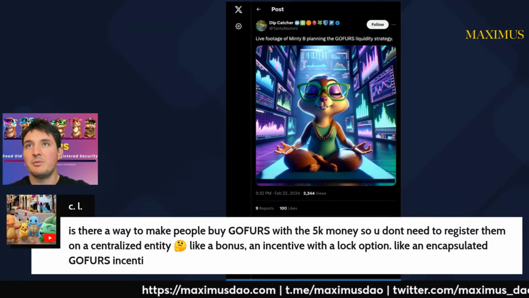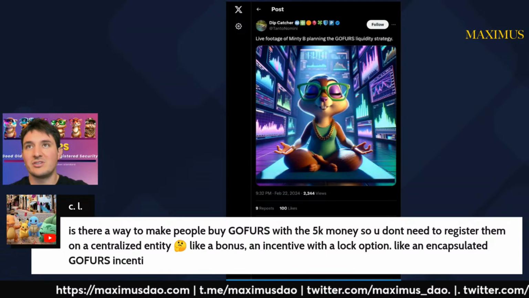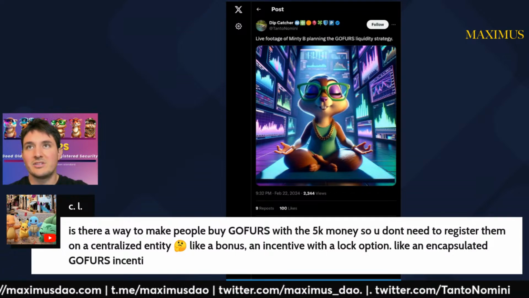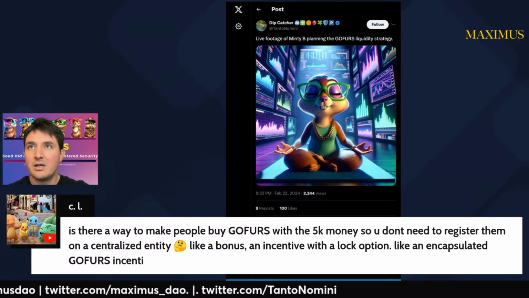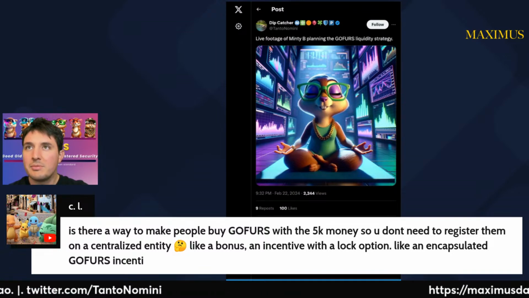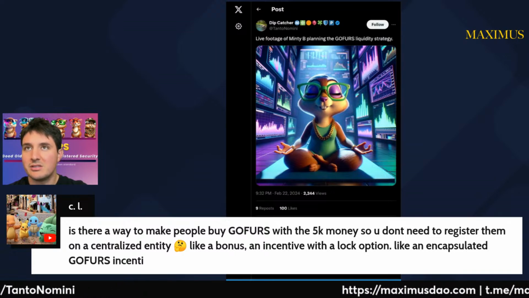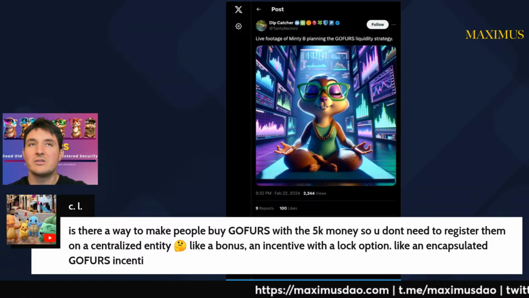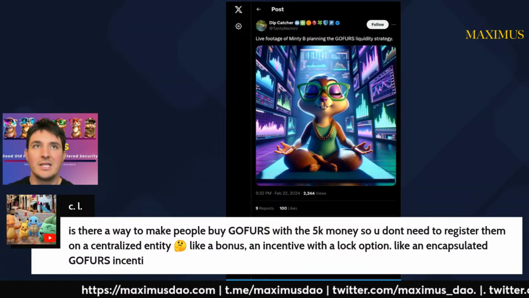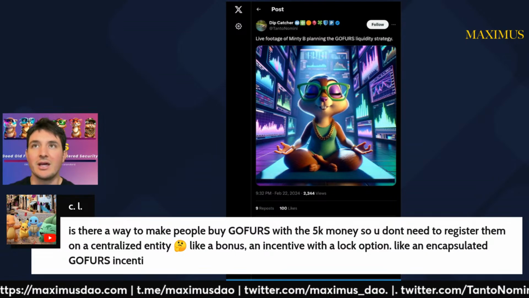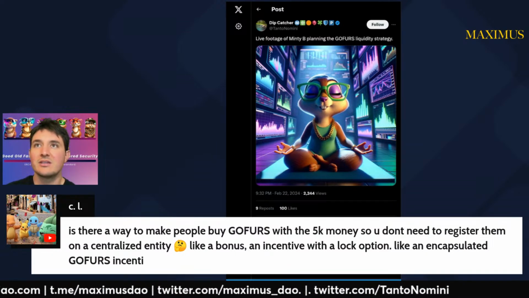Is there a way to make people buy Gophers with 5K money so you don't need to register them on a centralized entity, like a bonus, an incentive with a lock option, like an encapsulated Gophers incentive? Well, the coin market is more just a marketing incentive. And I'm happy to pay that out of pocket. Who cares? That's nothing.